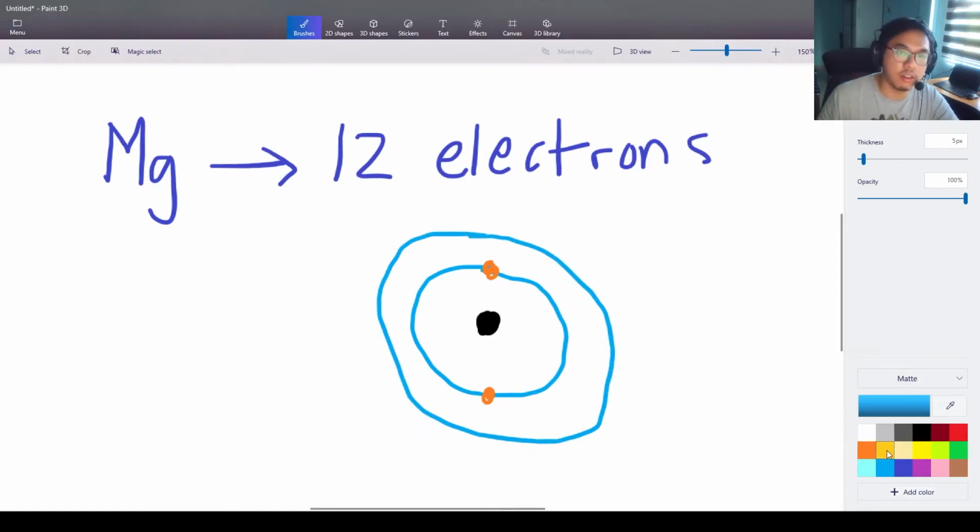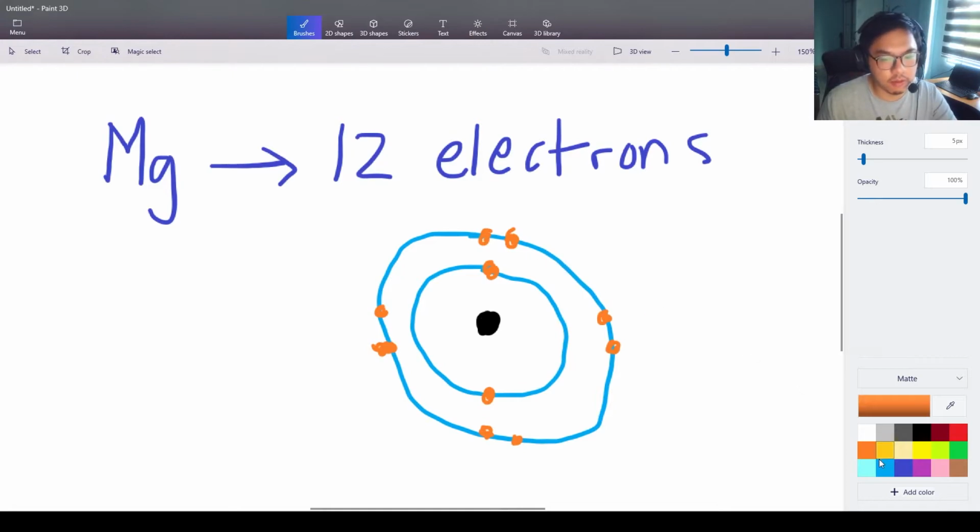It doesn't look very nice here, but that's because I'm using a mouse to draw. Then you fill in the second shell. So 1, 2, 3, 4, 5, 6, 7, 8. Now we have 10 electrons already. So the second shell is now full. It can only take in 8 electrons.